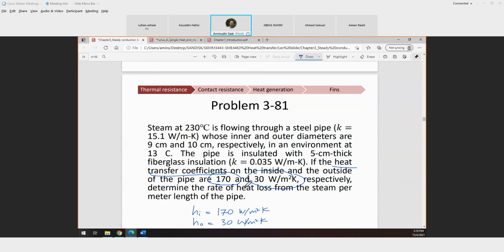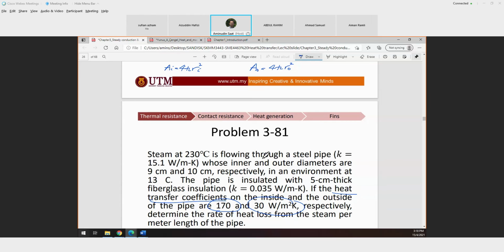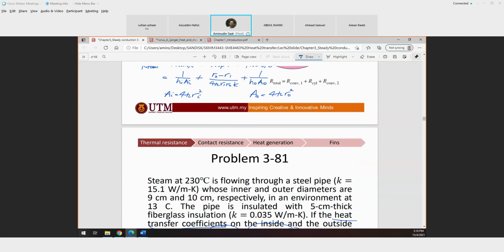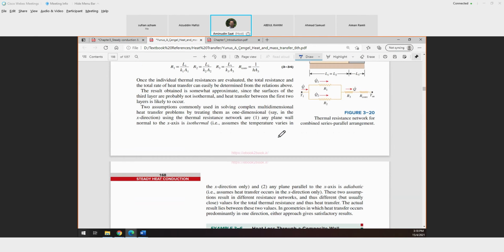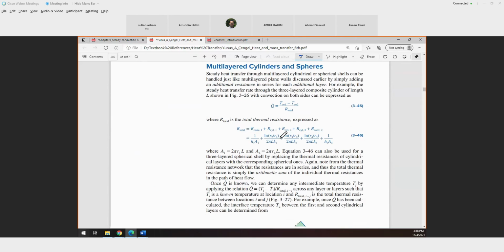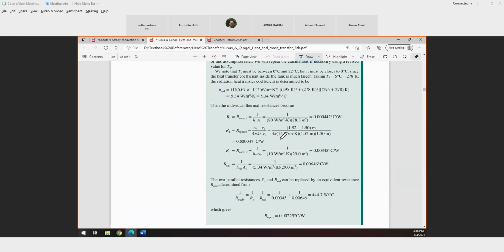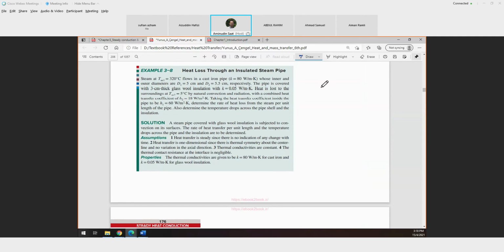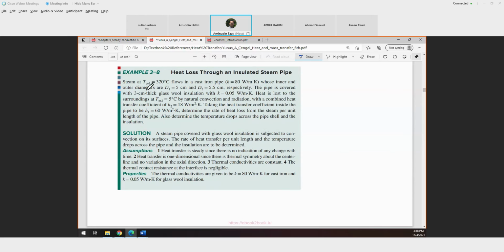I think this problem is quite similar to the example in the textbook. This is the steam insulated pipe. If you go to the textbook, yeah, this one: heat transfer in the insulated steam pipe. If you look at this problem, it is quite the same.